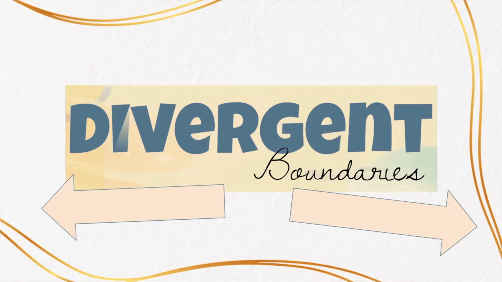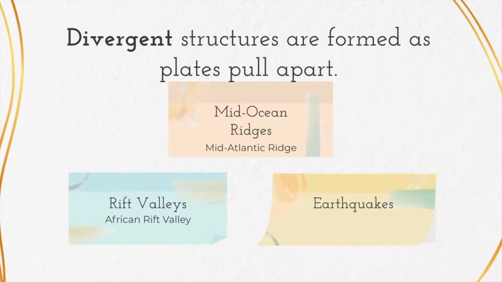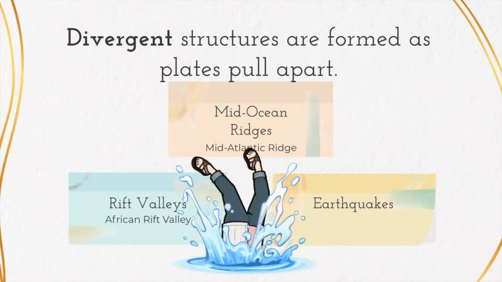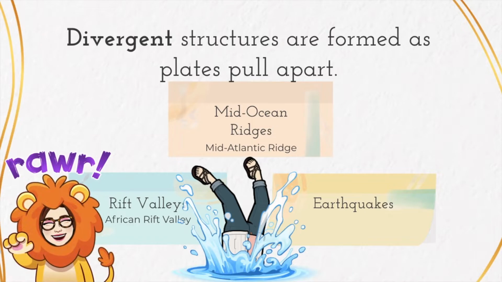First, let's look more closely at divergent boundaries. Divergent structures are formed as plates pull apart. Examples of this would be mid-ocean ridges, like the Mid-Atlantic Ridge, rift valleys, like the African Rift Valley, and of course, earthquakes.